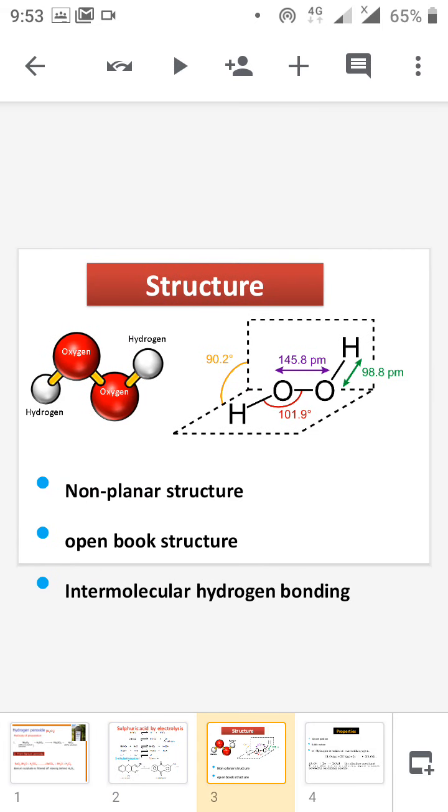Next is the structure of hydrogen peroxide. Hydrogen peroxide has a non-planar structure, just like an open book structure, and there exists intermolecular hydrogen bonding.